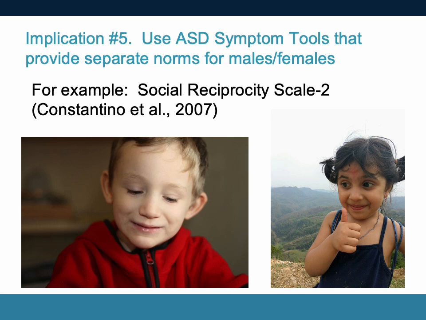There are some tools out there that have different norms, still referenced by age, but have been compared to samples of boys or samples of girls. The one that I really like is the Social Reciprocity Scale version 2. It's a strongly validated tool and provides different versions for preschool, school age, and adults. Also provides norms by sex and has different norms for self-report versus parent report. So that can also be useful.